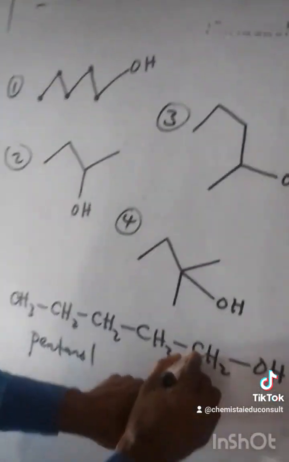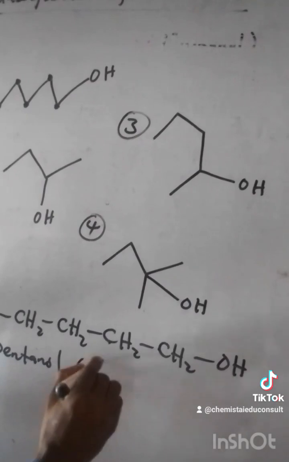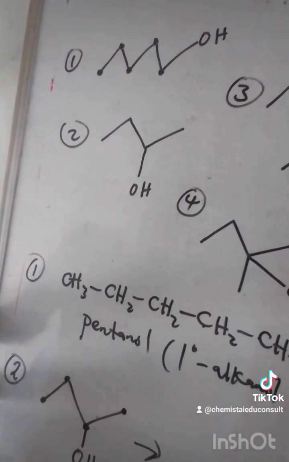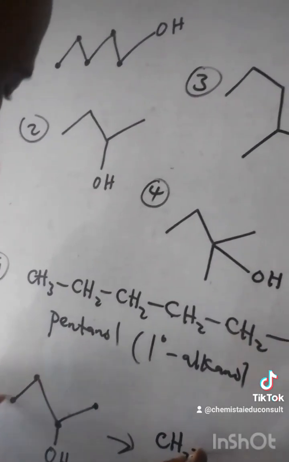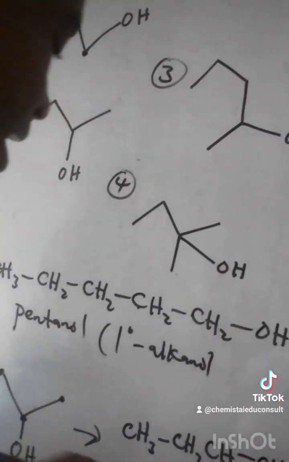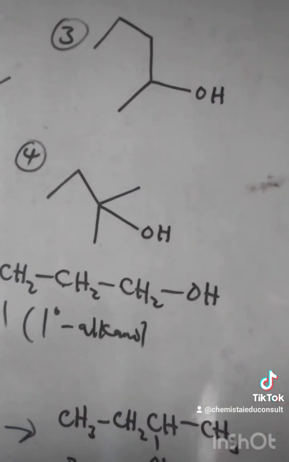Pentanol, look at the carbinol carbon there. It is bonded to 1 other carbon atom and 2 hydrogen atoms. Therefore, this is primary alkanol. So number two. What is this compound? 1, 2, 3, 4. 4 carbon atoms. But the OH is at the second carbon atom. So the compound is CH3, CH(OH), CH2, CH3. This is butan-2-ol or 2-butanol.